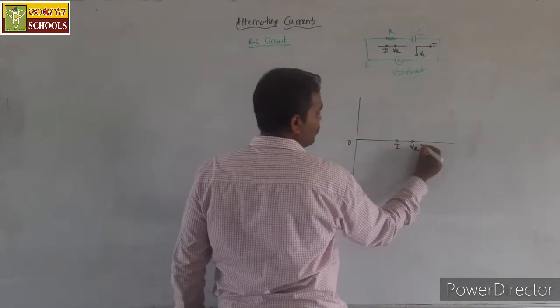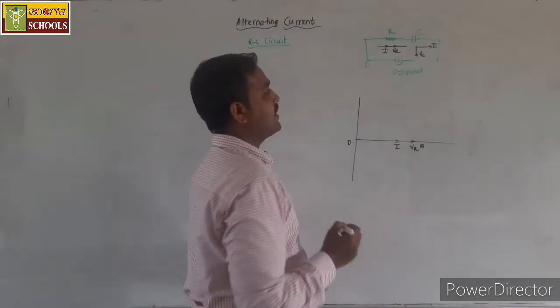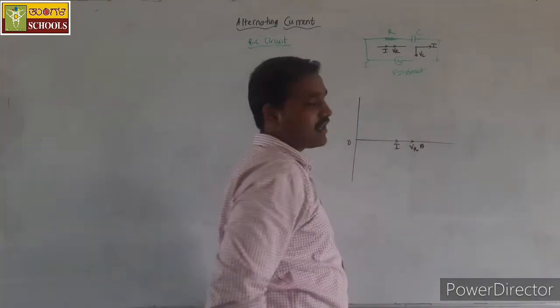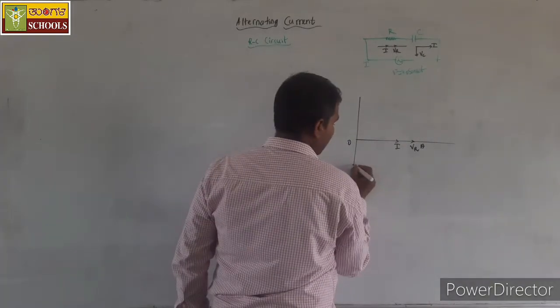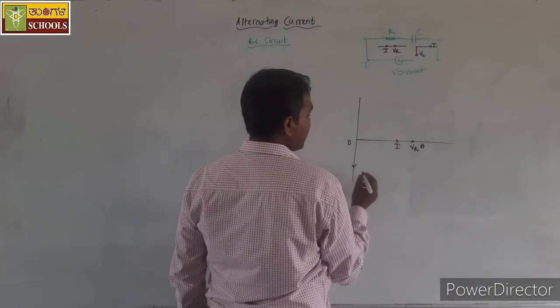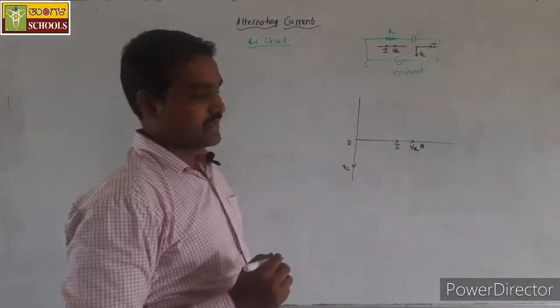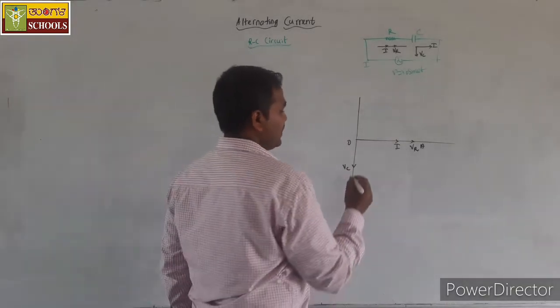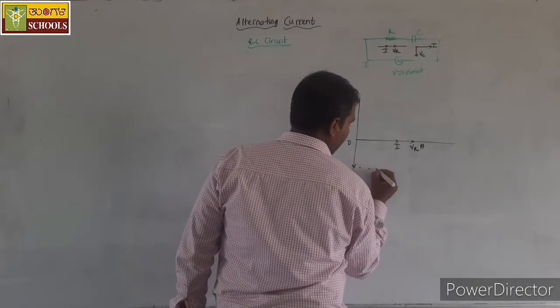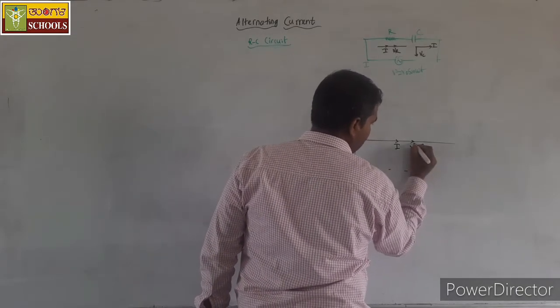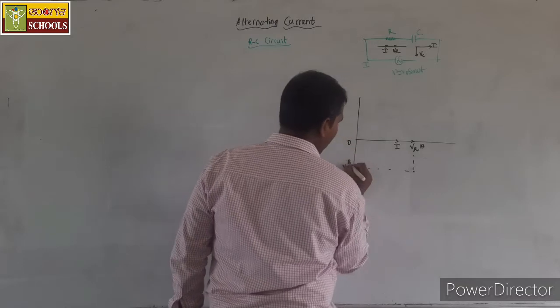Let me write it as OE. And Vc, the voltage across the capacitor, will be lagging the current by pi by 2 radians, so that Vc will be along the negative y axis. Yes, and let us construct the parallelogram using these two vectors. Let this be point B.